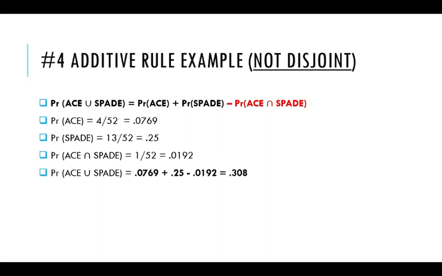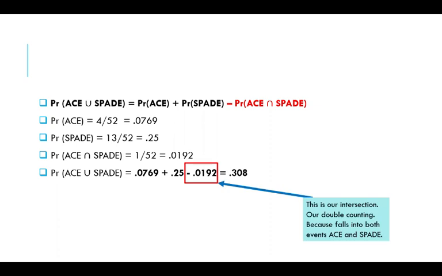So now I have all of the components that I need, and I'm just going to plug them in. Probability of ace, 0.0769, plus the probability of spade, 0.25, subtracting off the overlap, 0.0192, which gives me 0.308. So the probability of getting an ace or a spade is 0.308. So again, make sure you're clear. The only thing that we've done here, gang, is removed the overlap with the ace of spades. Otherwise, it's the same equation that we worked with in the first lecture.